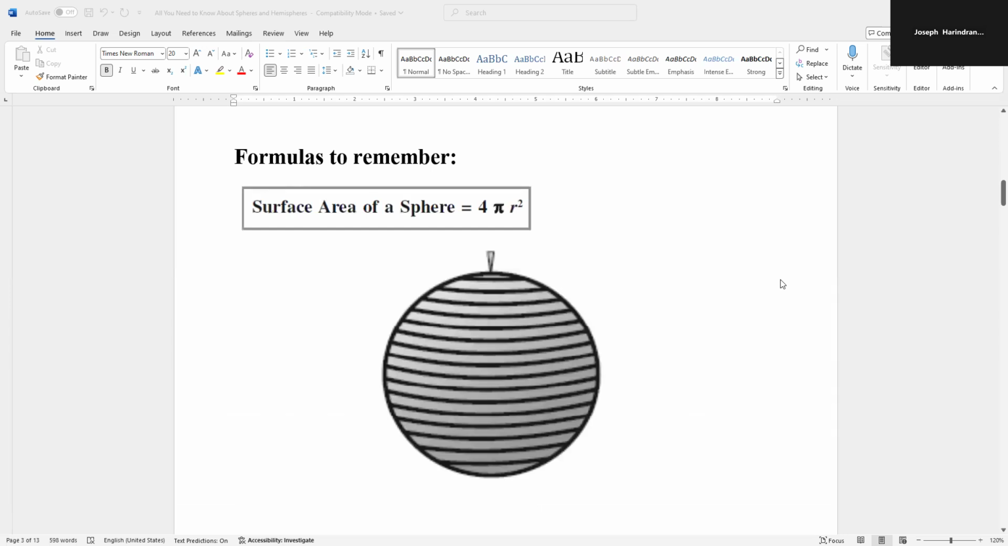These are some of the formulas to remember. First, we shall see the surface area of a sphere. A sphere has a curved surface area and it's also the total surface area. So it's a closed surface, and the surface area of a sphere is equal to 4 pi r squared, where r is the radius of the sphere.